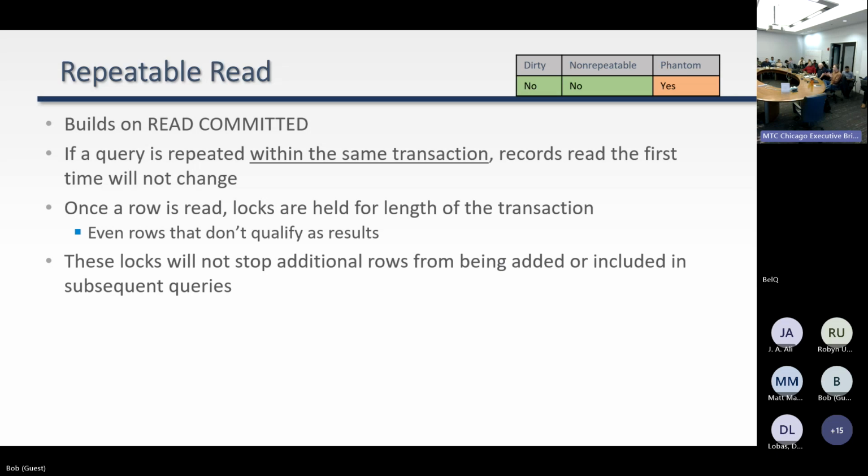Okay, so the guarantee here is if a query is repeated within the same transaction, the records you read the first time will not change. So that's worded very specifically. The records read the first time will not change. What this means is once a row is read, the locks are held onto for the length of the transaction. Any row that's read, even rows that don't qualify as a result. If it's scanning the table because you have a suboptimal query or don't have an index and it's read, well, guess what? That lock gets held. The locks will not stop additional rows from being added in later queries. That is called a phantom read, but that's allowed at this level.